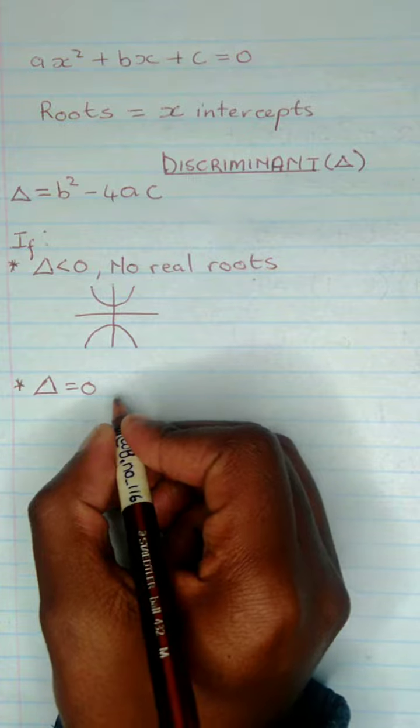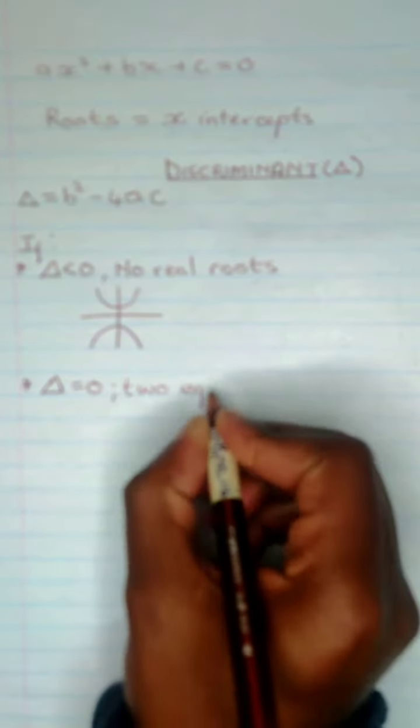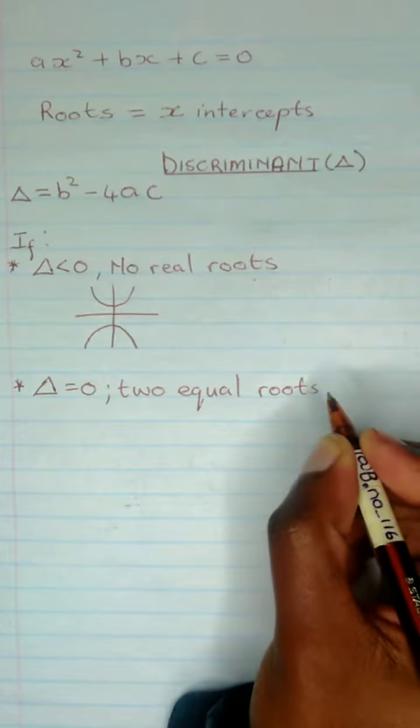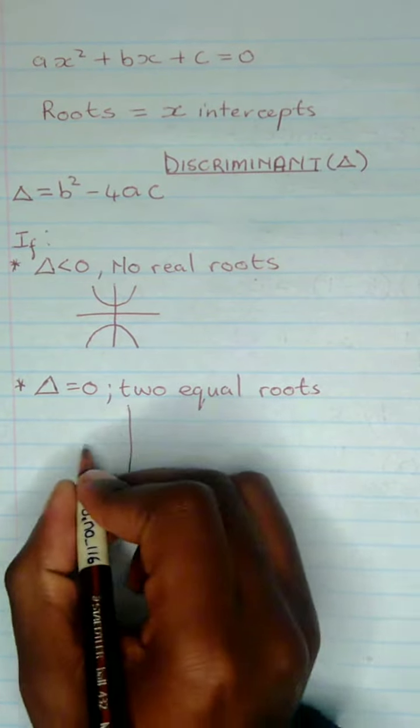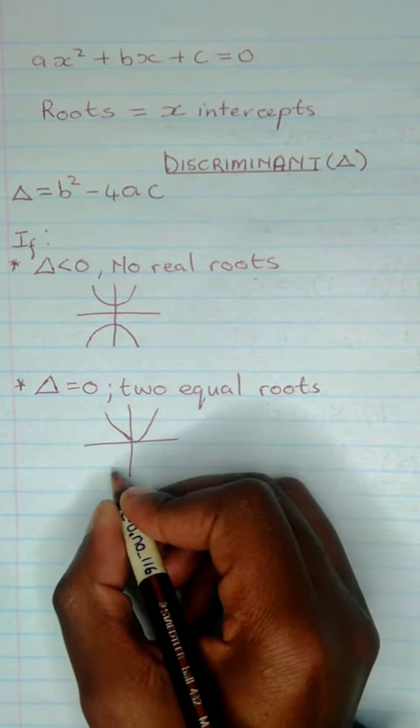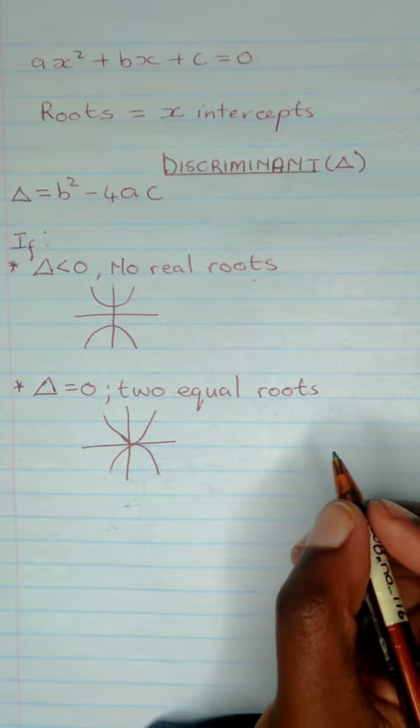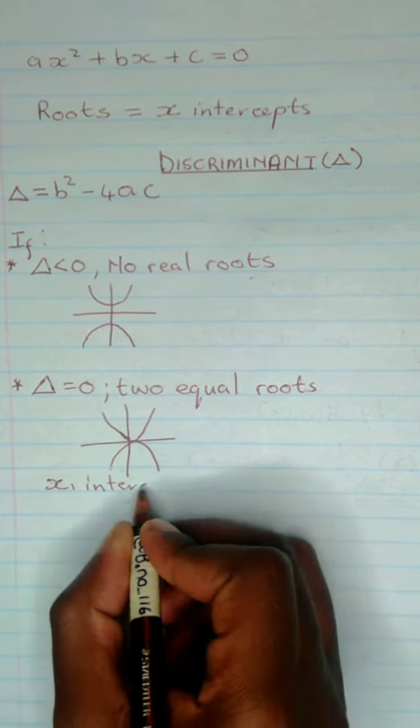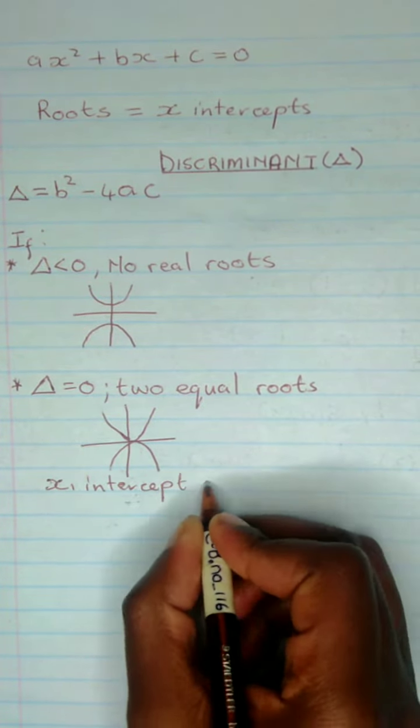If your discriminant is equal to 0, then you have two equal roots, which means the graph only touches the x-axis once, and the x-intercept would be a turning point of the graph.